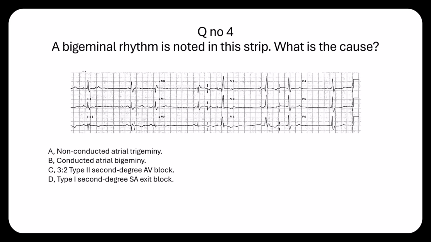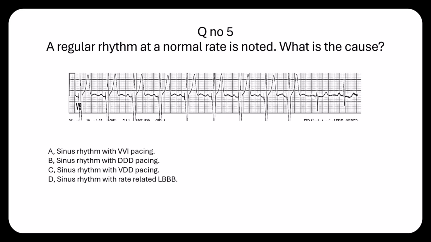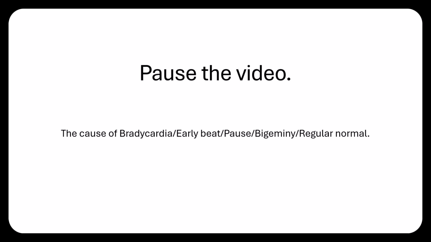2 QRS complexes are followed by a pause in a recurring pattern. This is called bigeminal rhythm. What is the cause of this arrhythmia? And finally, a regular rhythm at a normal rate is presented with 4 options to choose from. I would like you to pause the video here and answer the questions.